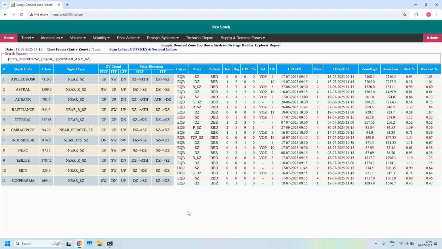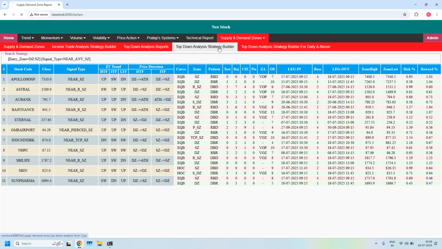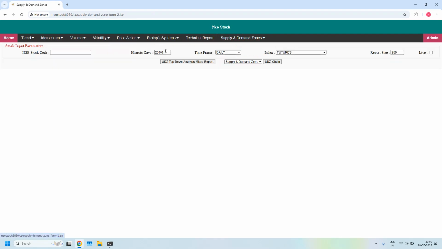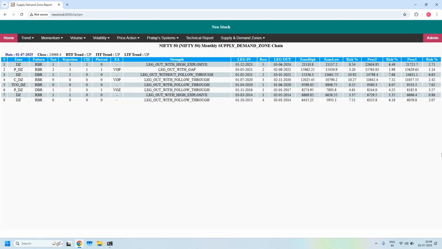Okay, this is about the stocks near daily and 75 minutes demand and supply zones, and also identified high liquidity zones. Next, I will generate Nifty and Bank Nifty supply demand zone chain reports. Starting with Nifty, generating monthly supply demand zone chain. Okay, this is Nifty monthly supply demand zone chain report.